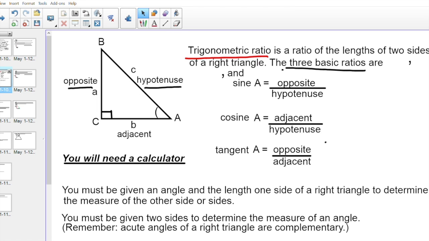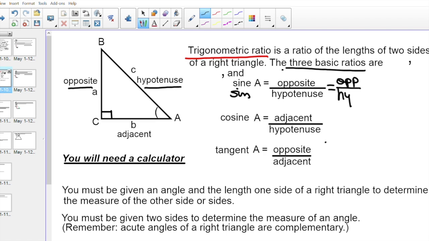Now, we don't write these words out. We abbreviate, and the abbreviation for sine is S-I-N. Not sin, but sine. When you abbreviate it, you still got to repeat the word. Now for opposite, you would write OPP. And hypotenuse, it's just the first three letters, you'll notice, HYP. Cosine, COS equals abbreviated ADJ over HYP.